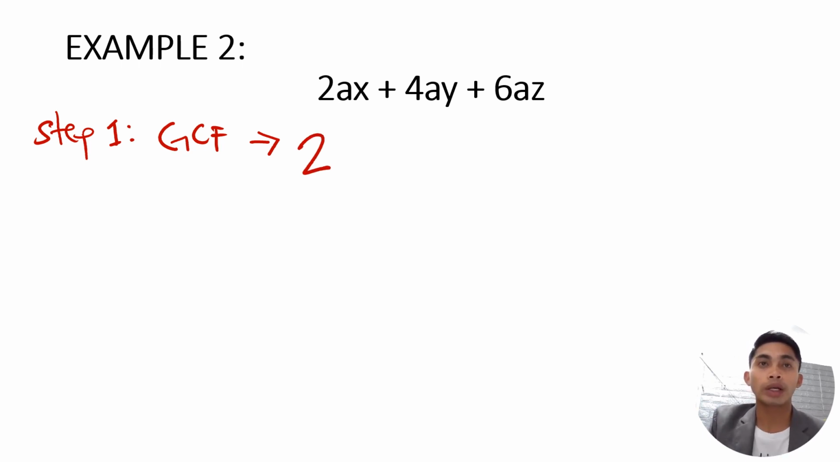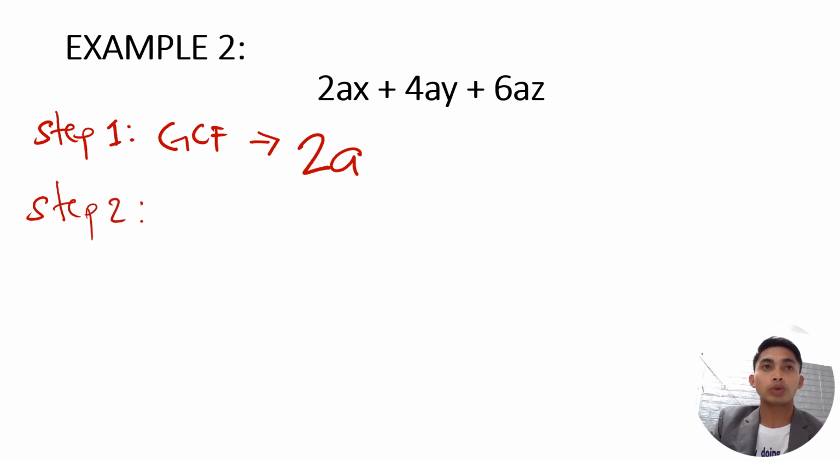Then for our literal coefficient, simply find the possible common factor of the 3 literal coefficients, the ax, ay, and az. So letter a, letter x, letter y, or letter z. Therefore, the common literal coefficient for this example number 2 is letter A. Okay? It is letter A. So let's proceed to step 2.